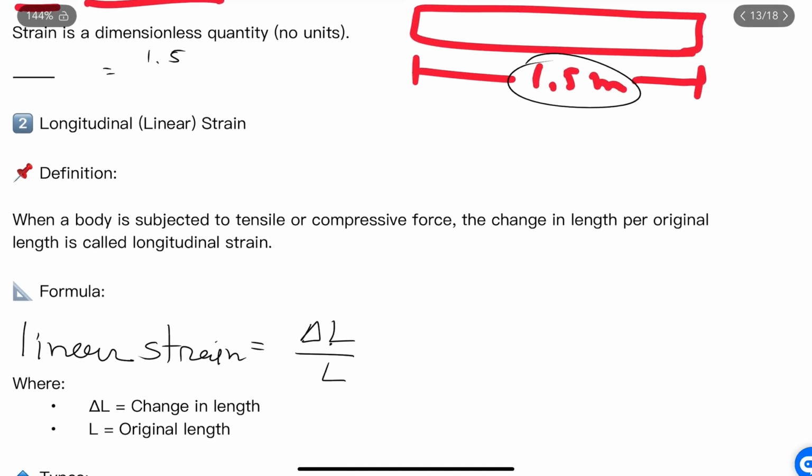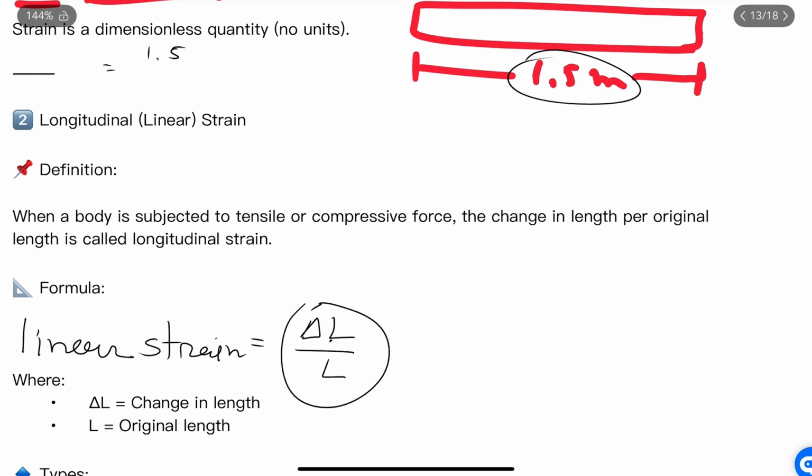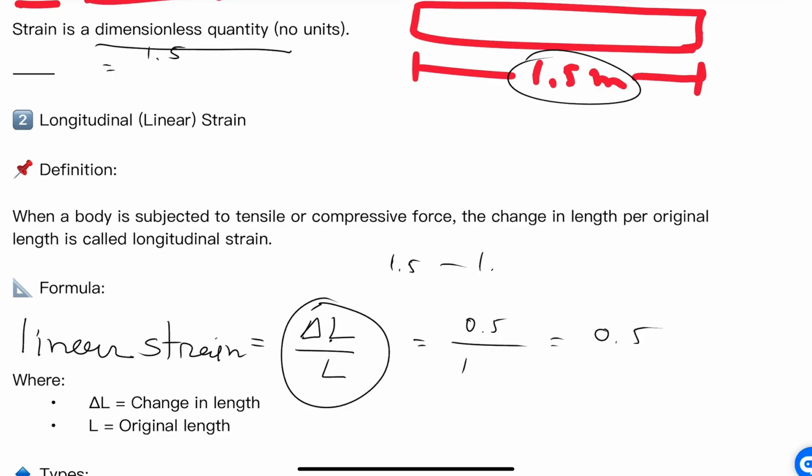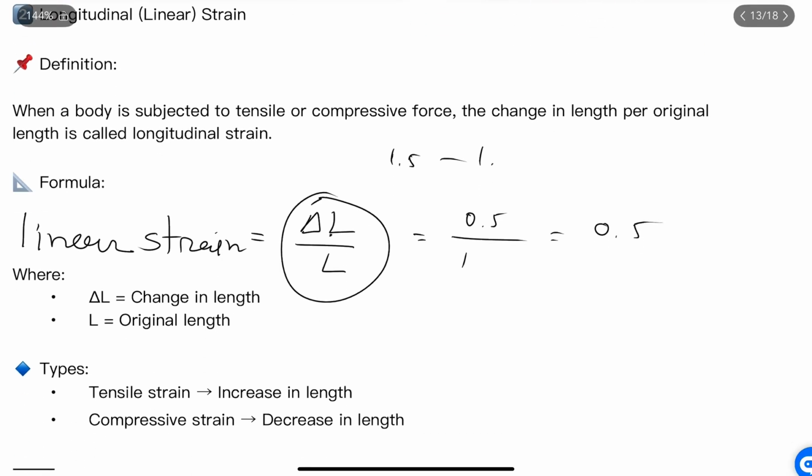The equation is delta L by L. So what's delta L? 0.5. How does it come? The original is 1, and we have to find the change from the initial to the final. So it's 0.5 divided by 1. So the strain will become 0.5, and strain never has a unit. Strain is a dimensionless quantity. It does not have a unit.